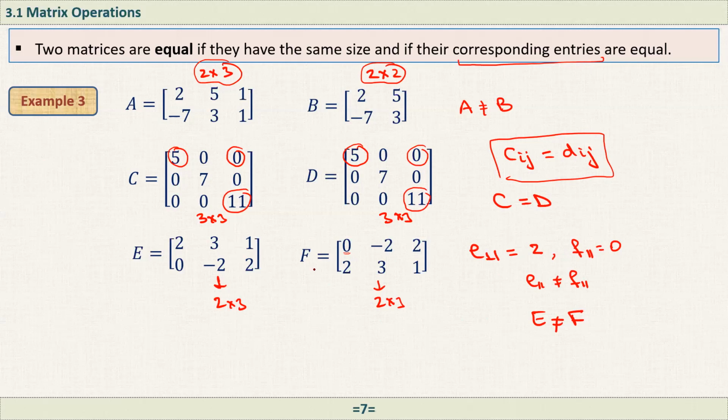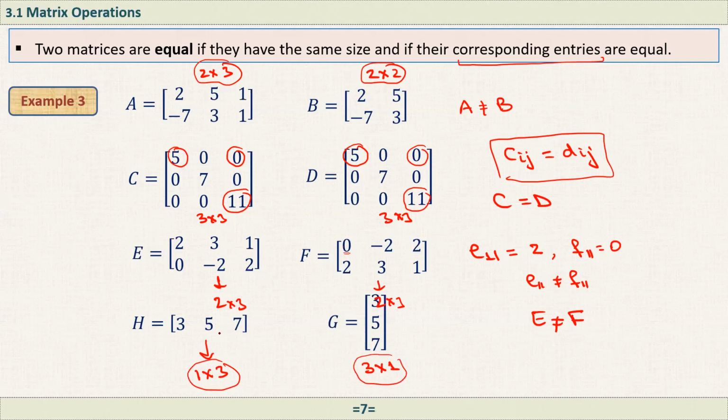You may see that the entries, 2, 3, 1, 2, 3, 1, 0, negative 2, 2, 2, negative 2, 2, actually look like the same, but they do not correspond to each other. I mean, those corresponding entries are not equal, right? That's why these two matrices are not equal to each other. That's about equality of two matrices. Another one here, 3, 5, 7, 3, 5, 7. At first glance, you can see that these two matrices look equal. What is the dimension, or size, of this matrix? It has only one row. It is 1 by 3. And how about this one? This one is 3 by 1. And 1 by 3 and 3 by 1 are different sizes.